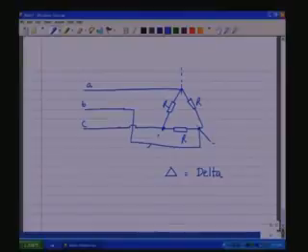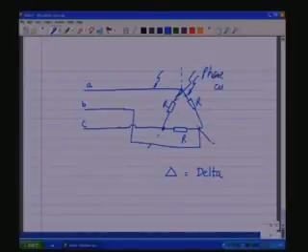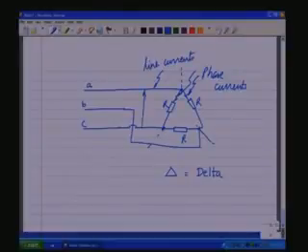Here also the voltage across the phase circuit is called the phase voltage. In this case, phase voltage and line voltage are the same. You have the line currents which are flowing in the lines, and phase currents which are flowing in the phases here. Let us say these are the phase currents, line currents, phase voltage, and so on.